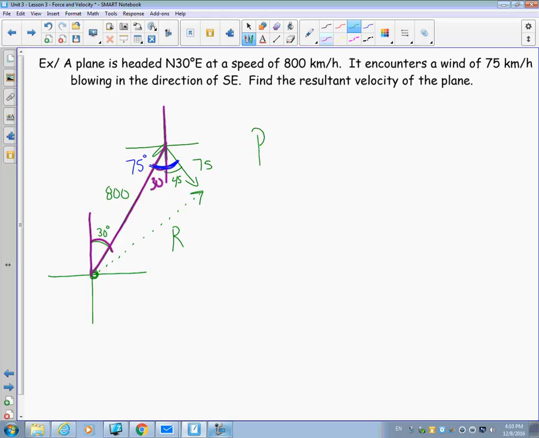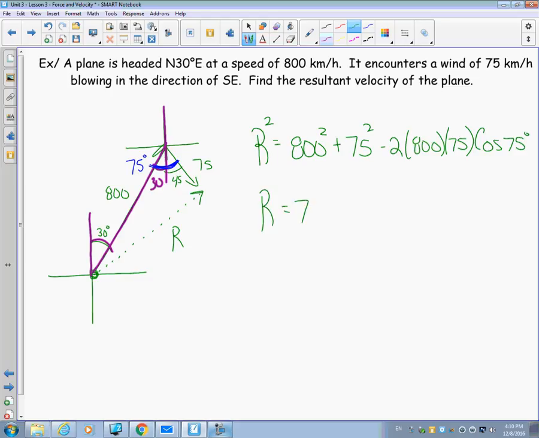Knowing that, I can use my cosine law. So in other words, r squared equals a squared plus b squared minus 2 times a times b times the cos of the angle, which happens to be 75, between them. And I can punch it all in my calculator. That can be r squared, and then square root it, and we should get 783.9. Now that's the magnitude of the plane. The plane's not going quite as fast as it was. It's running into the wind a little bit. The wind is slowing it down.